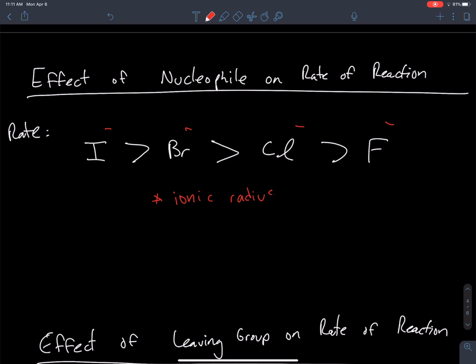Since the ionic radius of iodide is bigger, it means it can see the carbocation or the positively charged carbon from a further distance. The fluoride ionic radius would be very small. In order for the fluoride to react, it would have to get a lot closer than the iodide would. So what we say is iodide is a lot more polarizable. The electrons are juicier, and they're able to react from a further distance, meaning that the rate of the reaction is going to happen quicker.